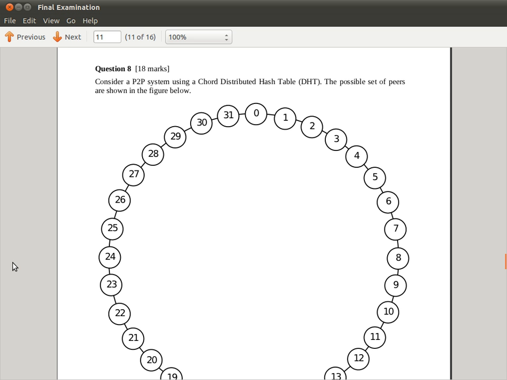Just briefly, the exam from 2 years ago, although we don't have much time. Here's an example question from 2 years ago. Here's the Chord network. Answer some questions about it. It's just grown from 16 up to 32 in this case.